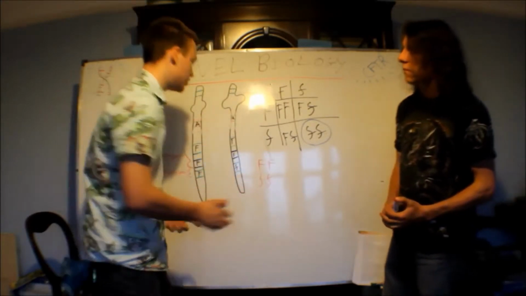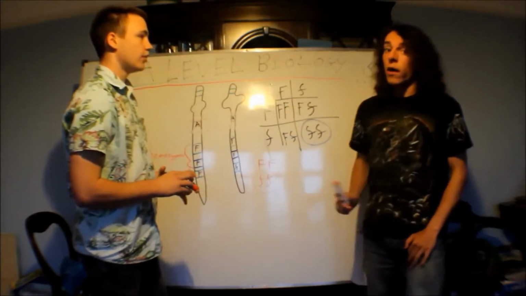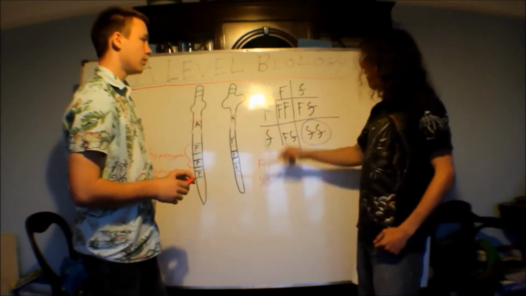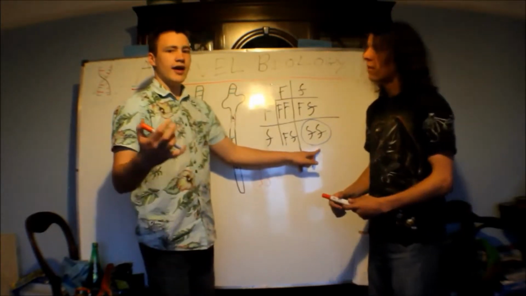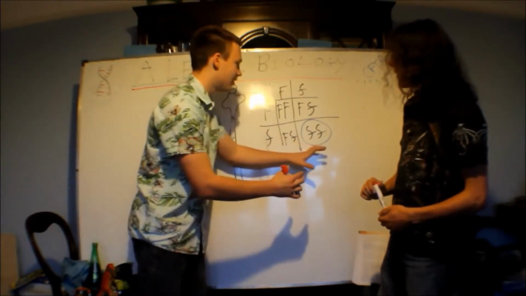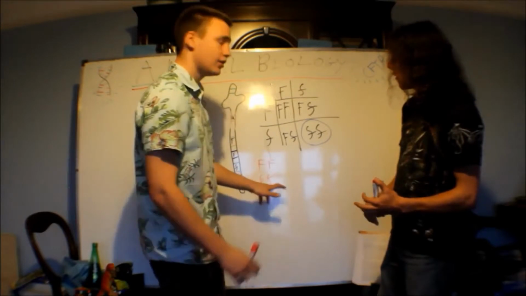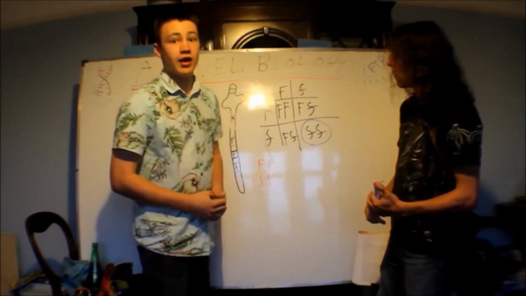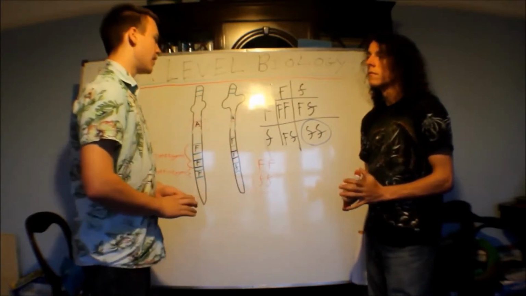This one's rare, as you should know. You can see from here that from two carriers, there's only a 25% chance of actually getting CF. And if you have CF and you were to reproduce with someone with CF, the chances of having a child with it would be very low, so that makes it even lower.